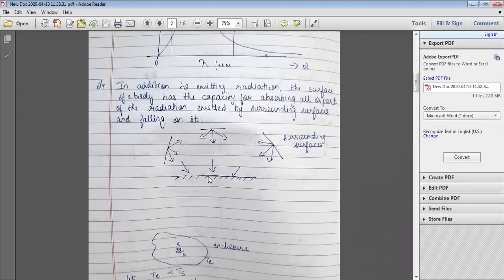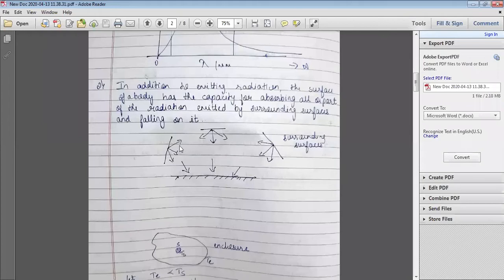Say, suppose for example, this is my surface. I'm considering this as my surface. Surrounding this surface, I have three other surfaces. I have three surfaces.